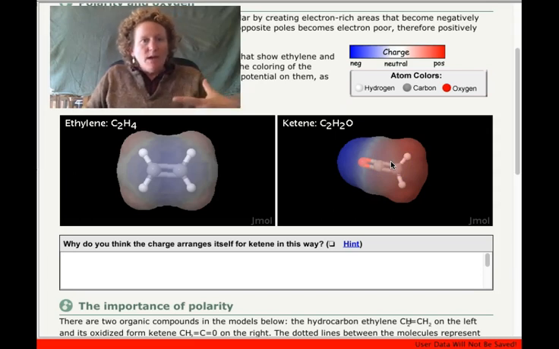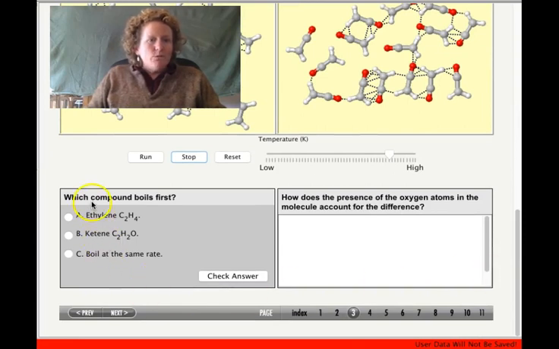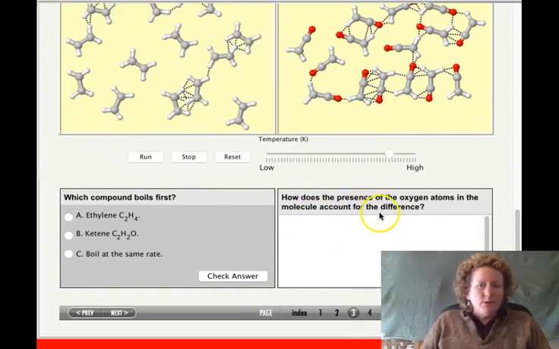A good analogy maybe is like walking down the sidewalk. That's ethylene. It's pretty easy for you to do that. But walking through sticky, goopy mud takes a lot more energy for you. So which compound boils first? And how does the presence of the oxygen atoms in the molecule account for the difference? So make sure you're thinking about how oxygen is affecting the stickiness here and how that affects the boiling point, the point at which these molecules separate and fill up the whole space.